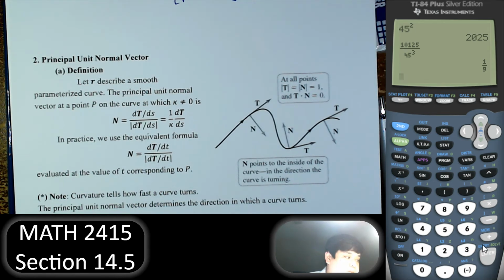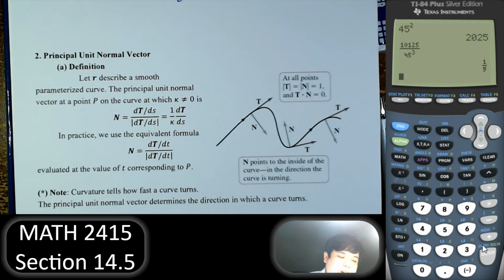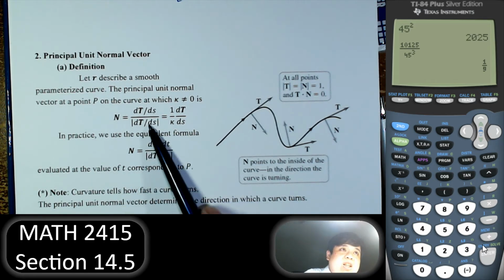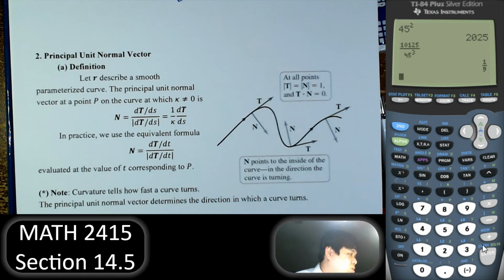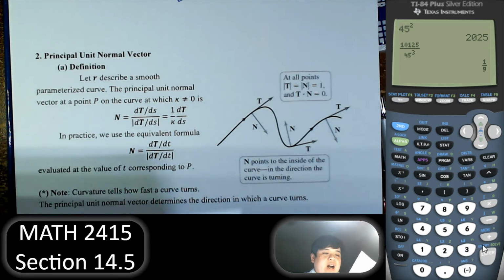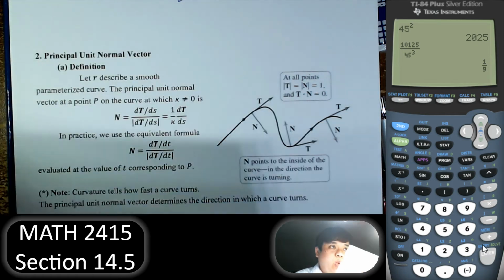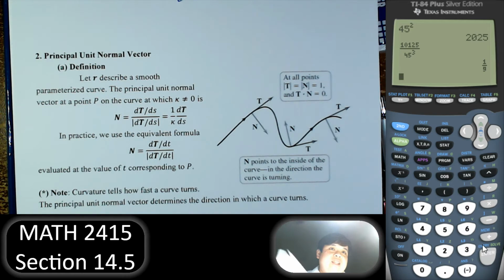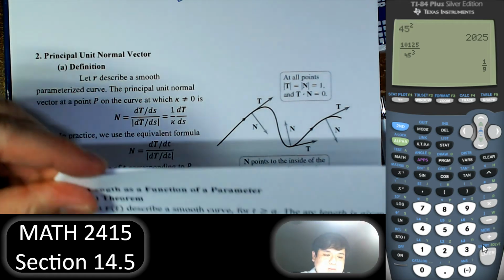Not unit normal vector, principal unit normal vector. Right. So let's quickly say what happens if we want to write the function in terms of s though. For that, let's go back to the end of section 14.4, which is page 44. So section 14.4, page 44.